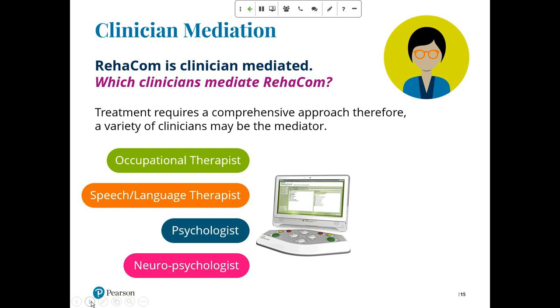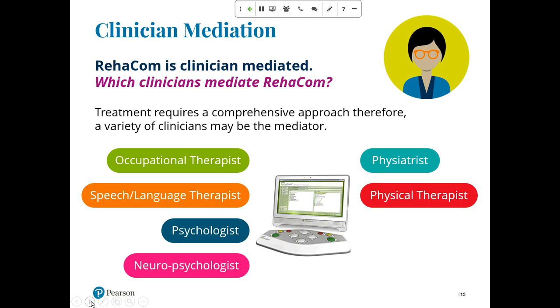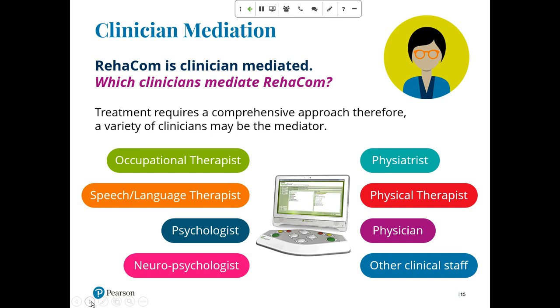And one of our clinicians in Germany was sharing with me, he's done this for the last 20 years, and he has seen several hundred patients where the RehaCom program has been provided, and then he has his own insights and observations about how he can adjust the demands and the, let's say, the parameters of the program for his patients. In the States, we may also have physiatrists involved, and physical therapists, as I said earlier, physicians generally, and other important clinical staff can all play a role in mediating the implementation of this program.